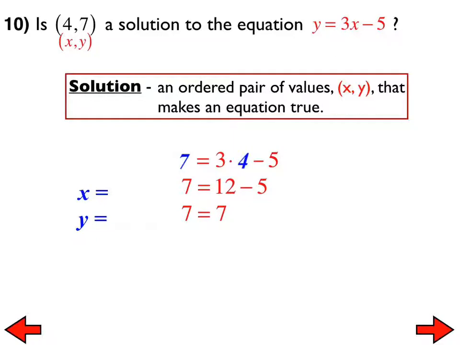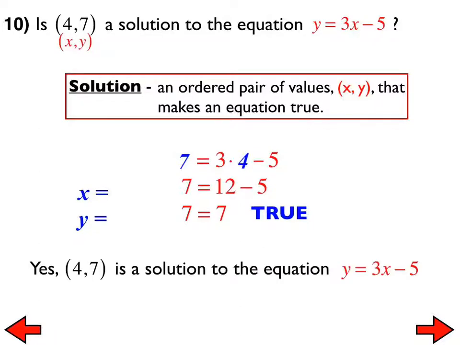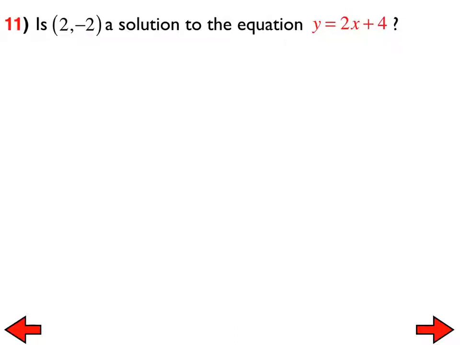And 7 is equal to 3 times 4 minus 5, because 12 minus 5 is 7. So what that means is two things. 4 comma 7 is a solution, and if we were to graph it, we know that 4 comma 7 will also be on that line, because all graphs of a linear equation, the solutions all lie on the line. Okay? All right, so once again, yes, 4 comma 7 is a solution to the equation y equals 3x minus 5. Could I get all of you to try number 11?